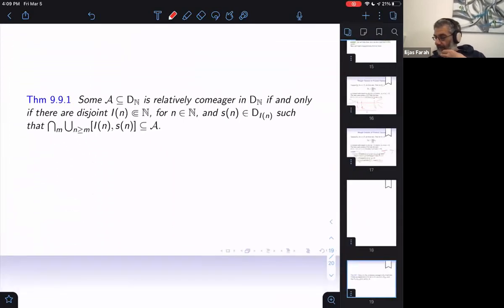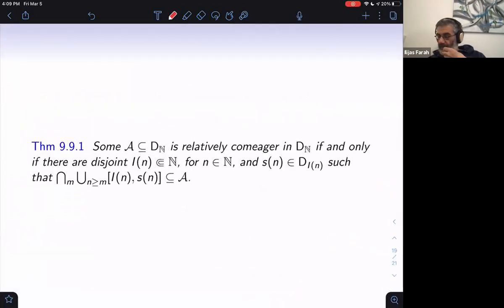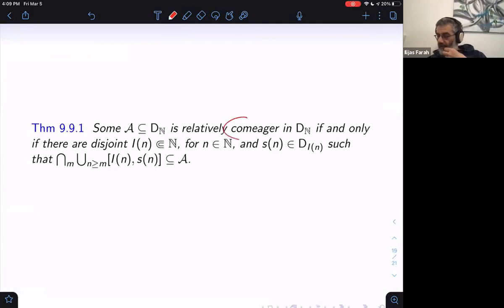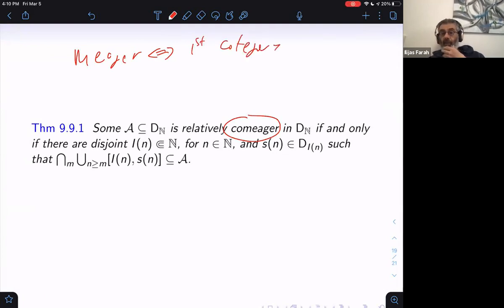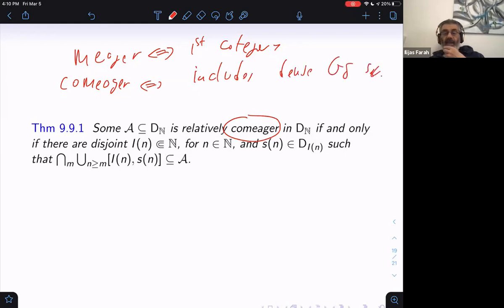So here is a theorem. Now, when I say co-meager, let me just say that meager just means of first category. Right, and co-meager means the complement of a meager set. Equivalently, it means it includes a dense G delta set. So the first one was a definition. The second one is really a theorem. So co-meager if and only if it includes a dense G delta set.